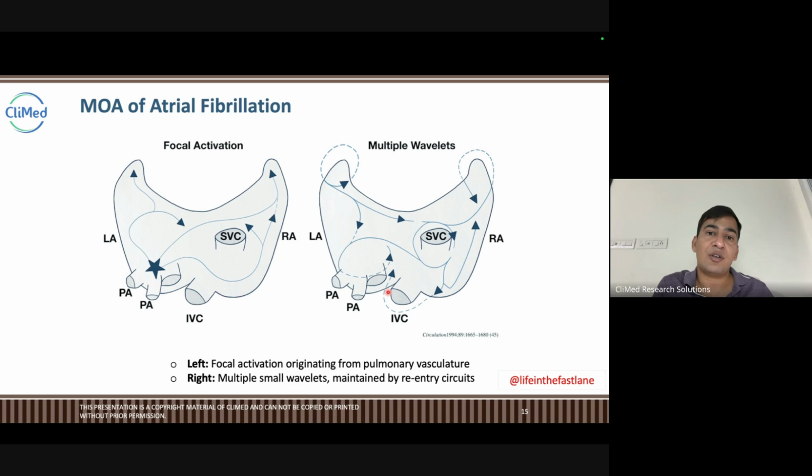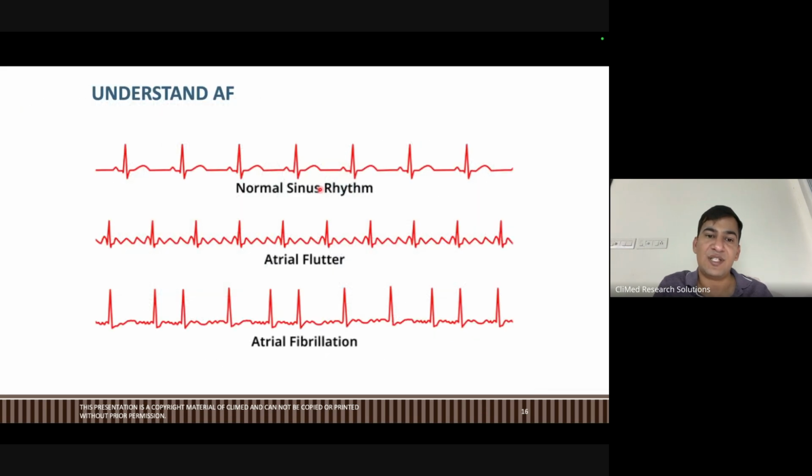So this is causing AF: irregularity in heartbeat, irregularity in impulses, irregularity in the whole system. Because the voltage generation must be from the SA node, it is not happening from there. It is mixed, and it is usually happening from the pulmonary vasculature or near the pulmonary arteries. So this usually happens in atrial fibrillation. You can see and understand AF.